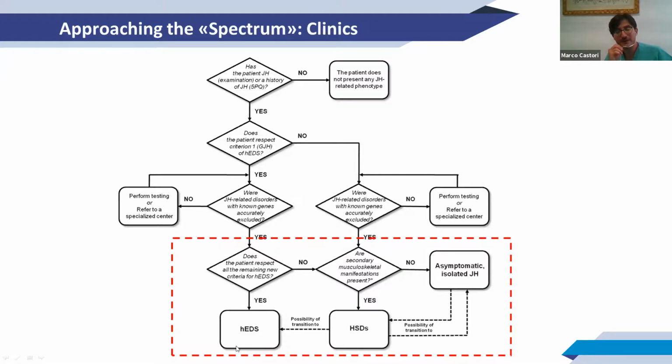The problem is that hypermobile EDS is still a diagnosis of a rare disease. And in many countries, like in Italy, this diagnosis implies that the disorder is chronic and untreatable. So for this reason, attributing this diagnosis should follow rigorously the application of the current criteria.